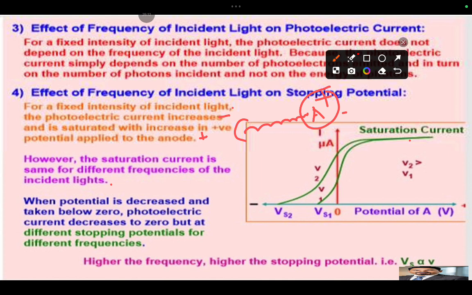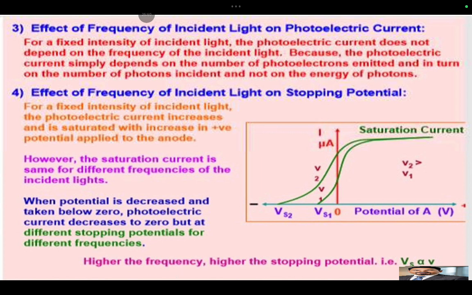The photoelectric current decreases to zero at different stopping potentials for different frequencies. So remember, the saturation current is the same for different frequencies. Here, different stopping potentials for different frequencies, see, nu 1, nu 2. The saturation current is the same, but the frequency is changed. Higher frequency, higher stopping potential.